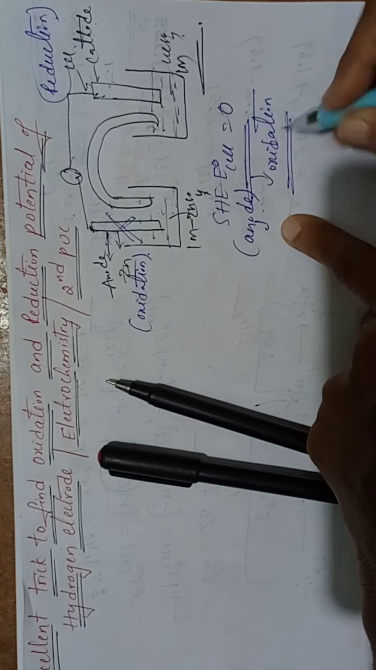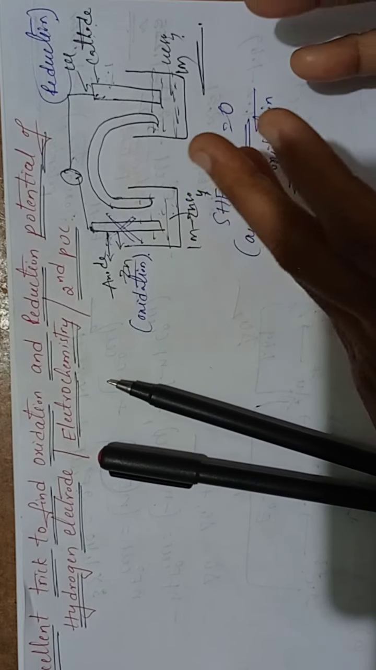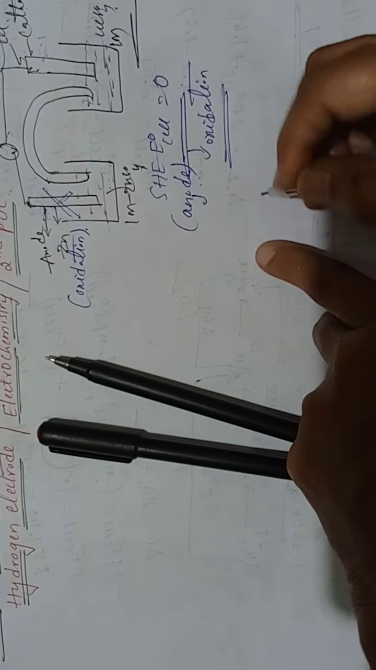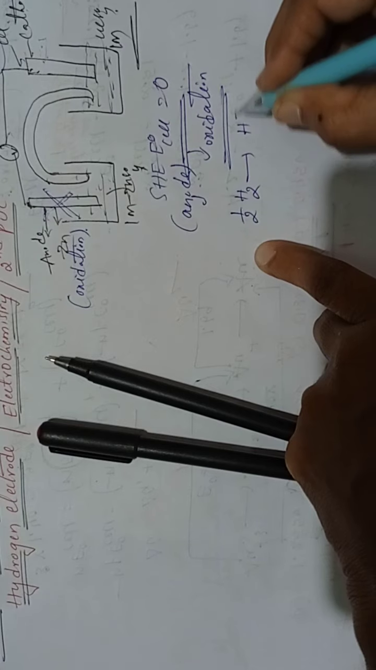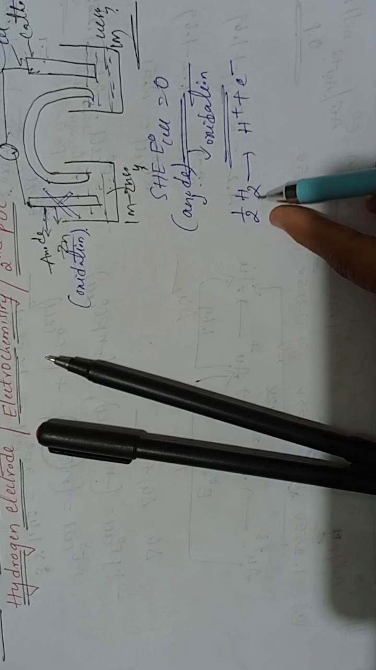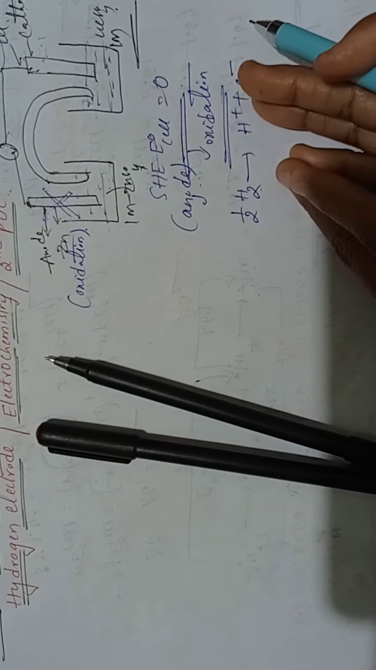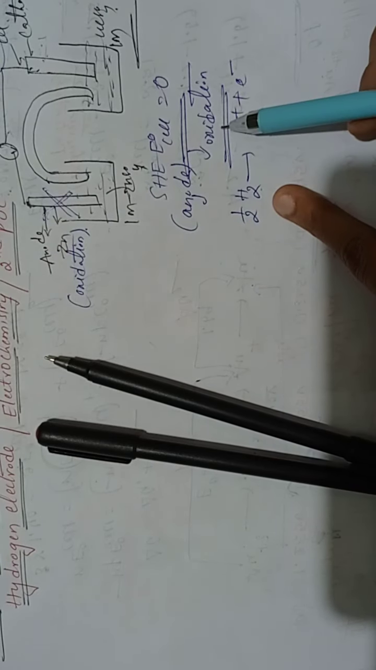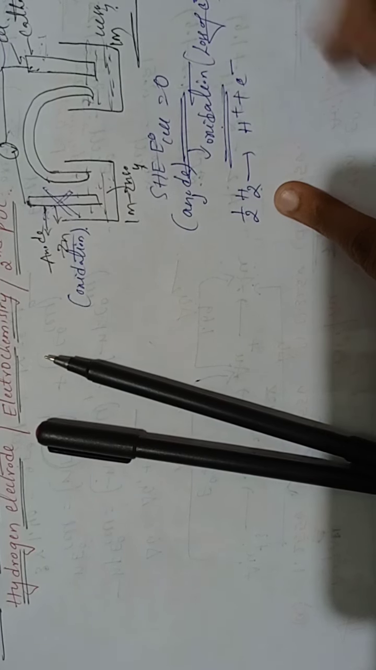What is the oxidation reaction of SHE? Loss of electrons, correct or not? And what reaction is taking place here at anode? Oxidation reaction. Half mole of H2 gives rise to H+ and an electron, correct? So here two hydrogen atoms, here one hydrogen atom, by loss of electron. This is the oxidation reaction taking place at anode. And oxidation is nothing but what, students? Loss of electrons.